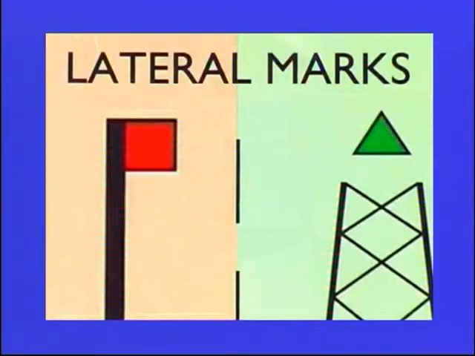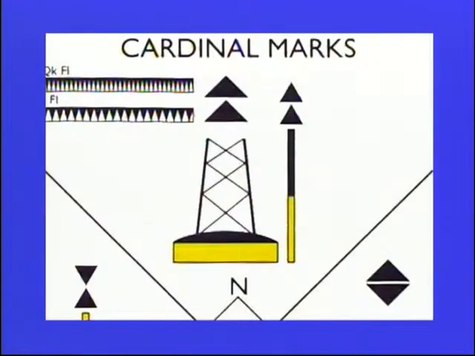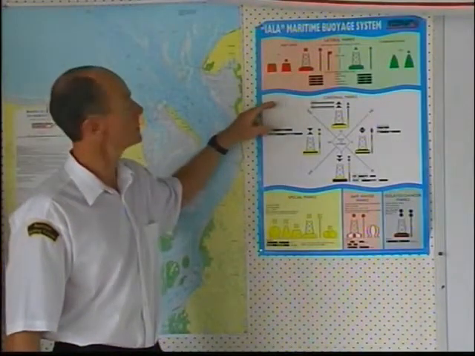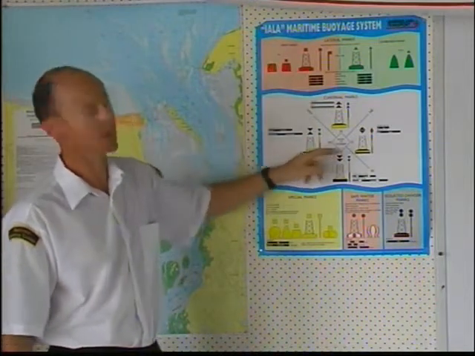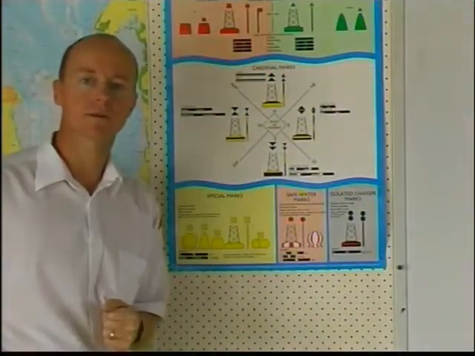The 2 most common markers are the channel markers, in other words your port and starboard markers. Another name for that is your lateral marks, and they mark the channels. Another set of marks are the cardinal marks, which use the compass or the cardinal system, and they tell you to pass to the north, the south, the east or the west. So they tell you which side to pass.